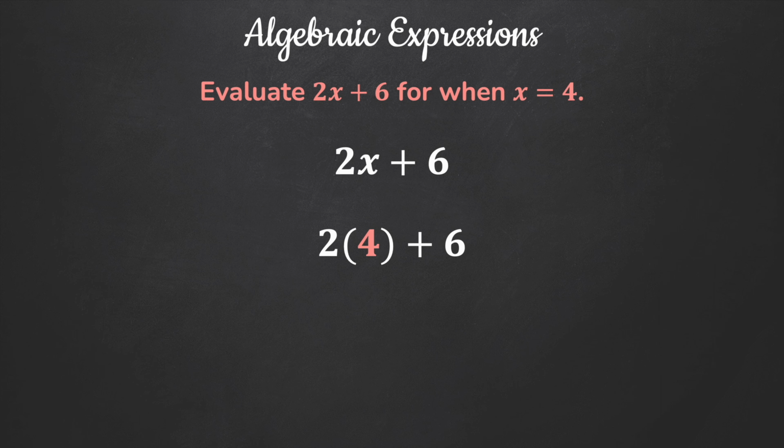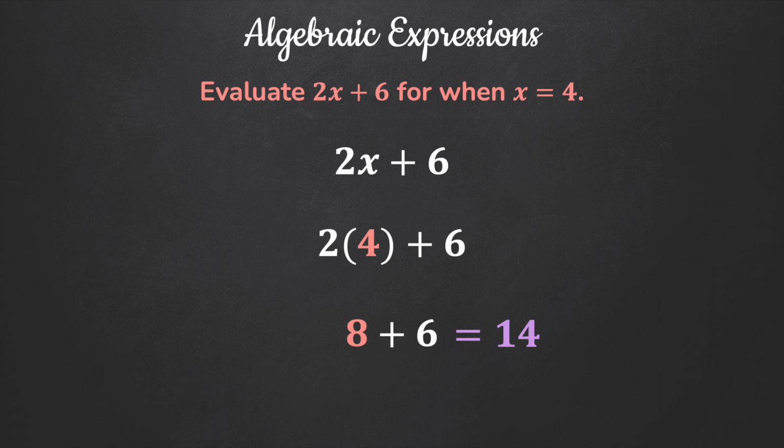Now we're going to use order of operations to help us solve this. Order of operations tells us to do multiplication before addition. So we're going to go ahead and multiply 2 times 4, which is equal to 8, and then add 6, which is equal to 14.